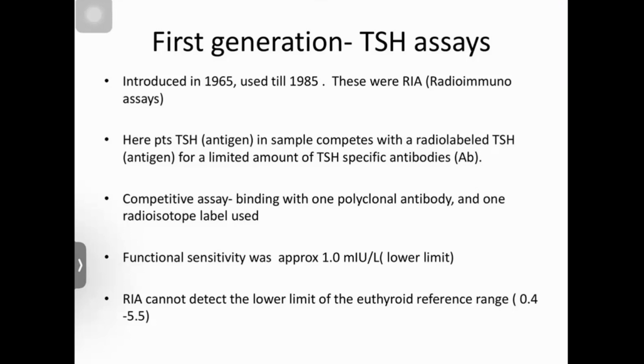Okay. So the lower limit of TSH which could be measured with this method is only up to 1 milli international unit per liter. So the radioisotope assay, the first generation, could not detect the lower limit of the euthyroid reference range, that is the 0.4. We know now that the current TSH reference range is between 0.35 to 5, but with the first generation, present from 1965 till 1985, the lower limit was only 1. So we could not replicate what we are doing now with the third generation TSH assays.